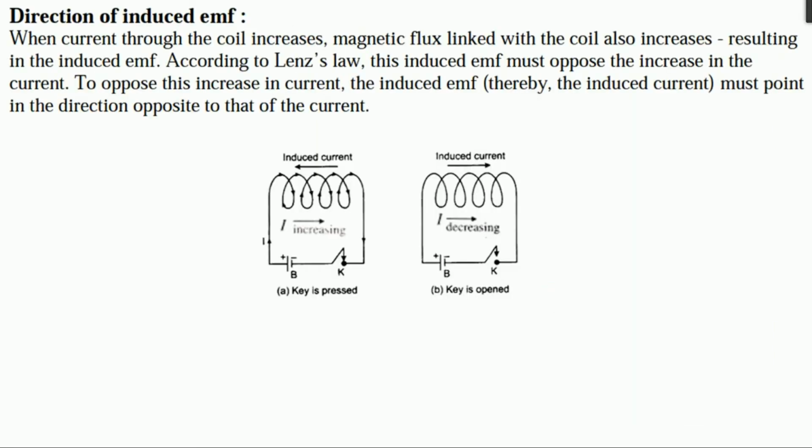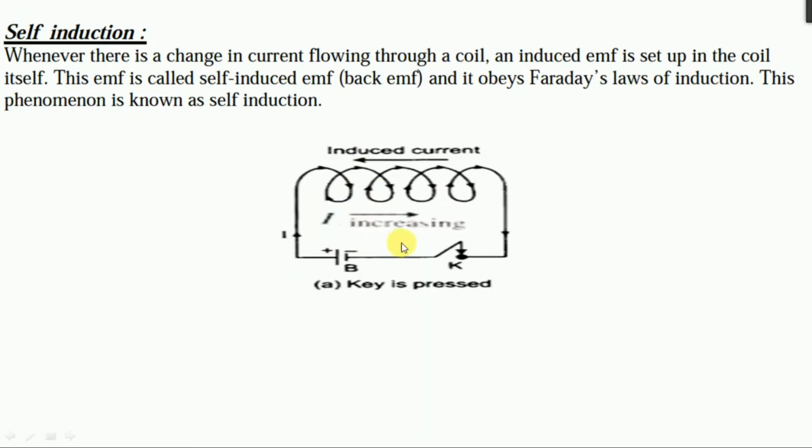The direction of induced EMF will try to oppose the cause, and the cause is the change in current. So when the current increases, the induced EMF will be in the opposite direction. When we switch off the circuit the current decreases, and that time the induced current will be in the same direction as the current. So when the current through an inductor changes there will be an induced EMF which will try to oppose the cause, and this EMF is called back EMF because it opposes the cause.